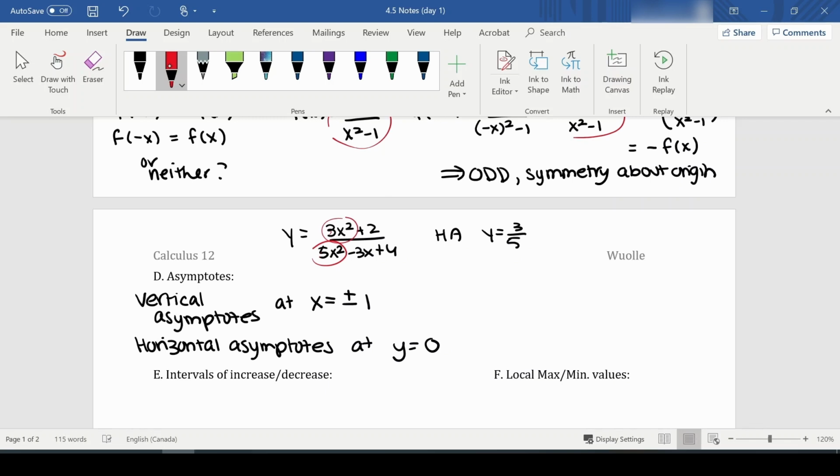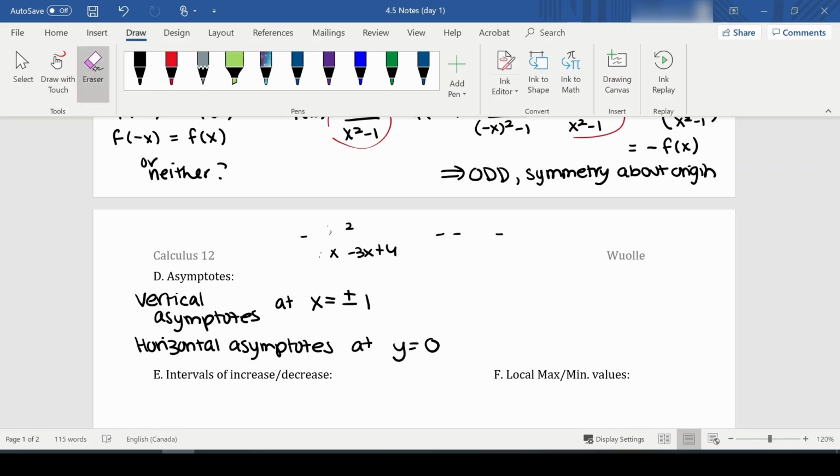Okay? And that will happen for any rational that has the same degree on the top and the bottom. If the degree on the top is bigger than the bottom, you don't have a horizontal asymptote, you have an oblique asymptote, or a linear, like a straight diagonal line. So if you have the degree of the top is smaller than the degree of the bottom, we have an asymptote at y equals 0.